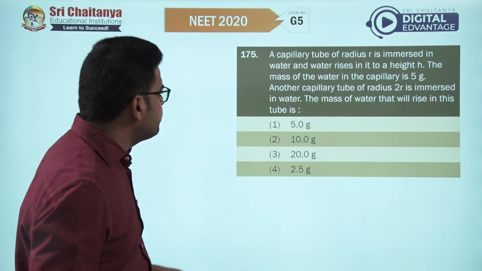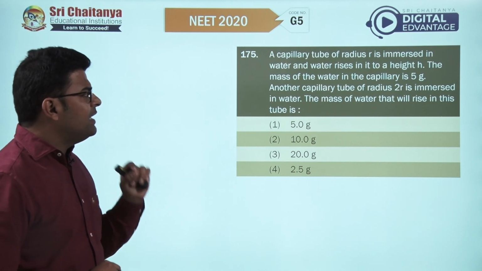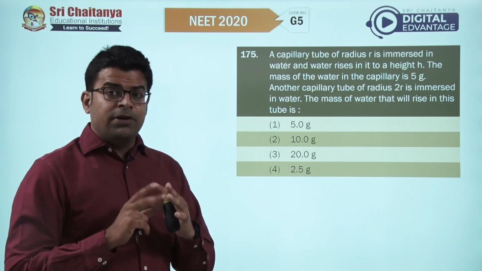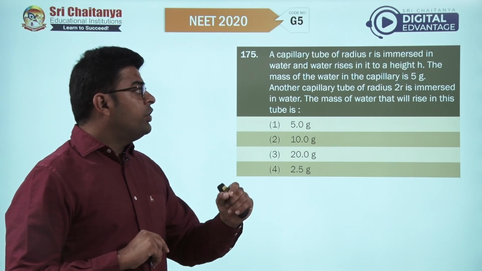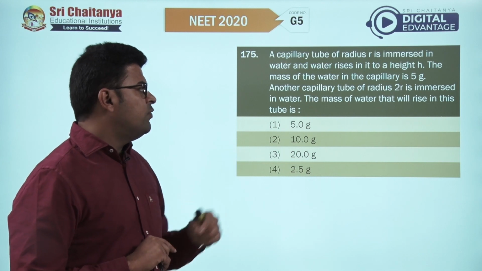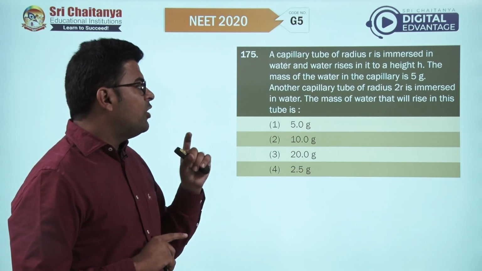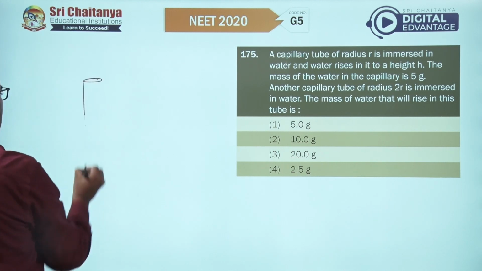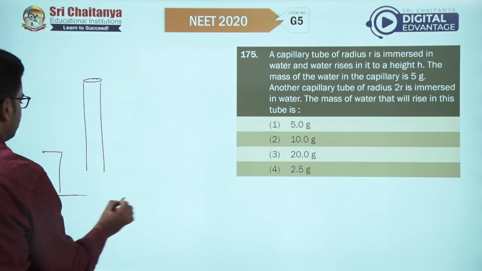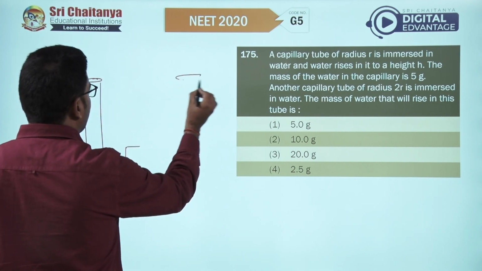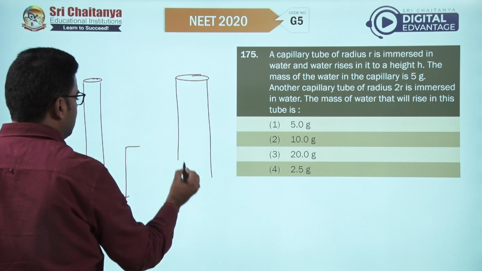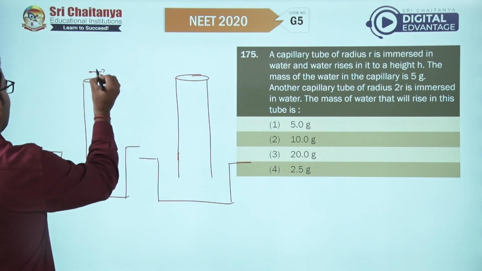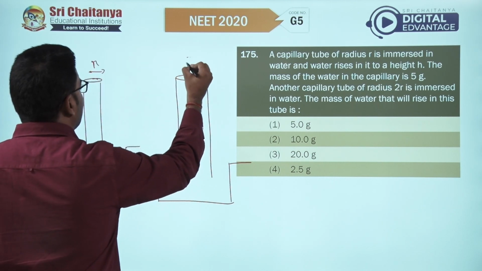Question number 175. A capillary tube of radius r is immersed in water and water rises to a height h. The mass of the water in the capillary is 5 gram. Another capillary tube of radius 2r is immersed in water. The mass of the water that will rise in this tube is? So, let's consider this case. Case 1, you have got a capillary tube of height h, and second time you have got a capillary tube of double the radius. First time the radius is r and second time the radius is 2r.